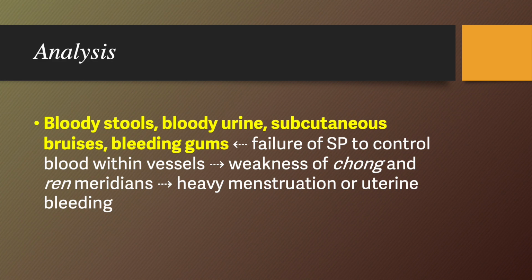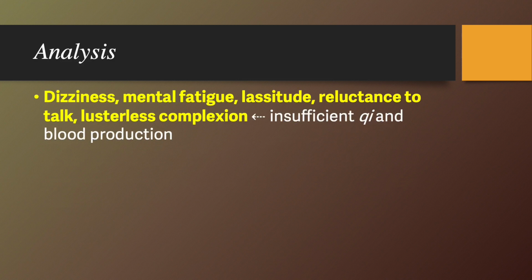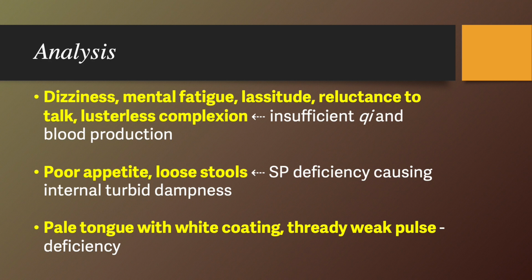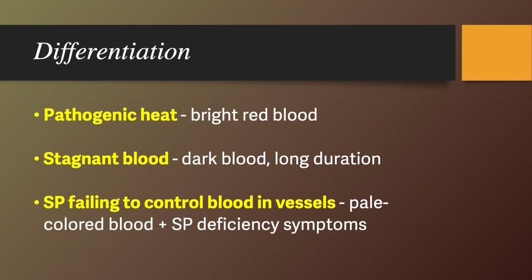This may further result in weakness of the Chong and Ren meridians, leading to heavy menstruation or uterine bleeding. Insufficient production of qi and blood may cause dizziness, mental fatigue, lassitude, reluctance to talk, and a lusterless complexion. Spleen deficiency may also cause internal turbid dampness, resulting in a poor appetite and loose stools. A pale tongue with a white coating and a thready weak pulse are typical signs of deficiency.